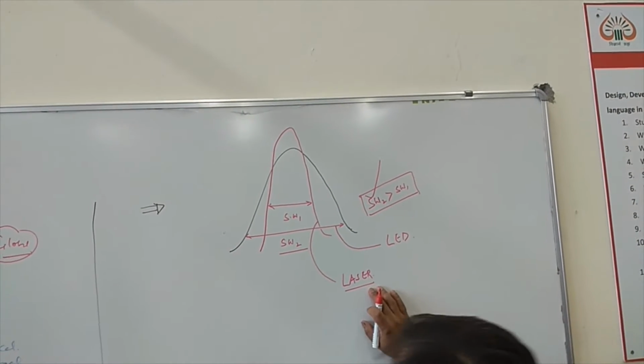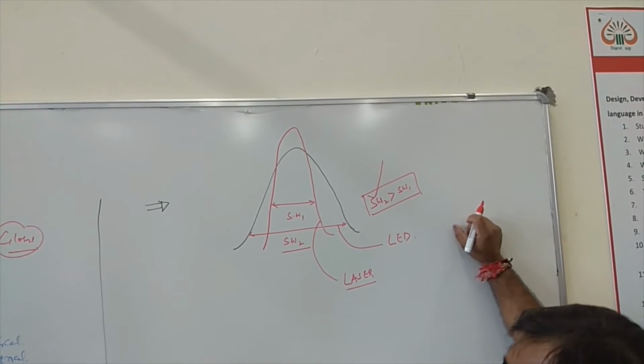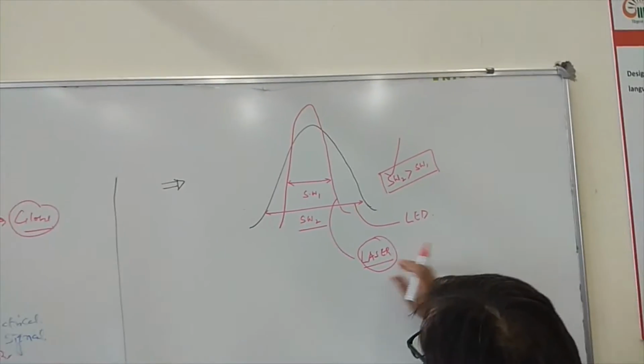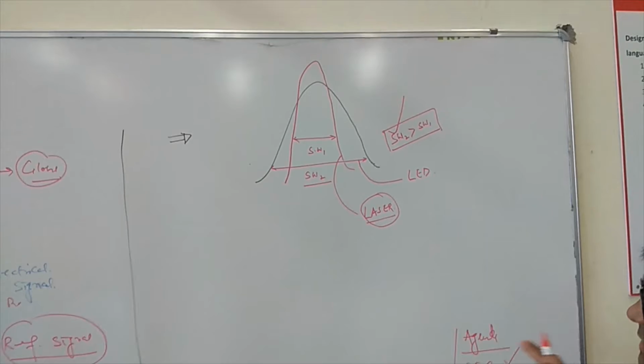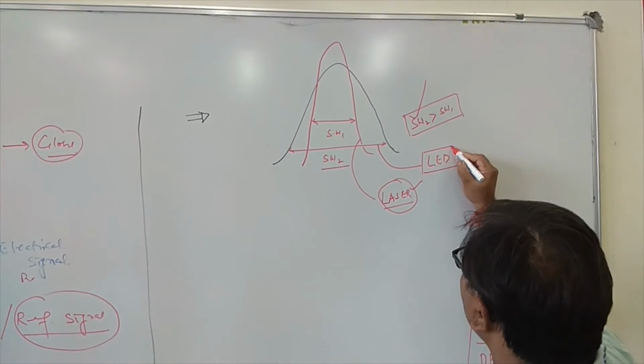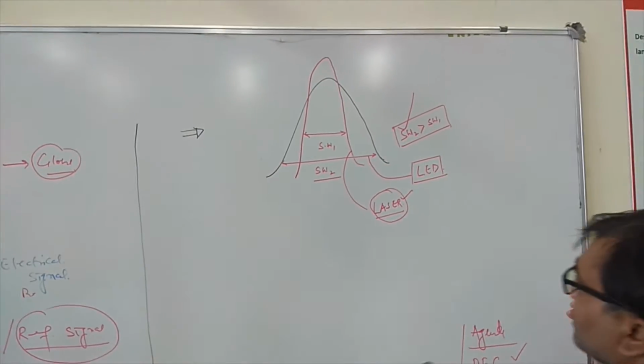Because in a laser, the coherence phenomenon is there, I will explain it in a later phase. In a laser, the coherence phenomenon is there and it behaves as an amplifier, right? But in the case of an LED, there is no coherence.